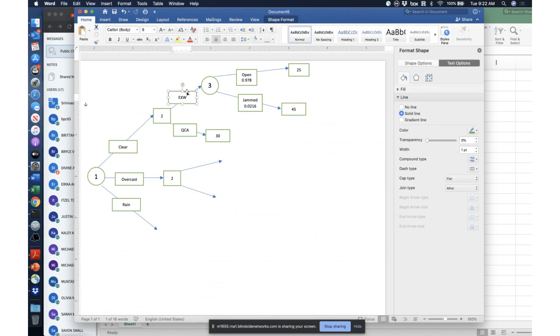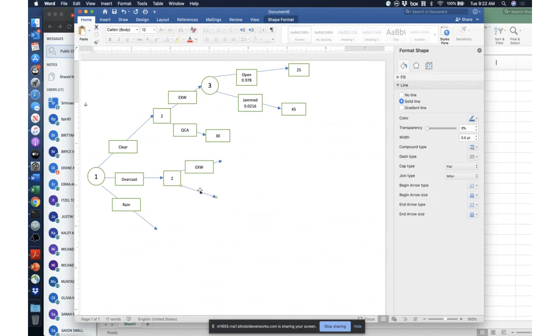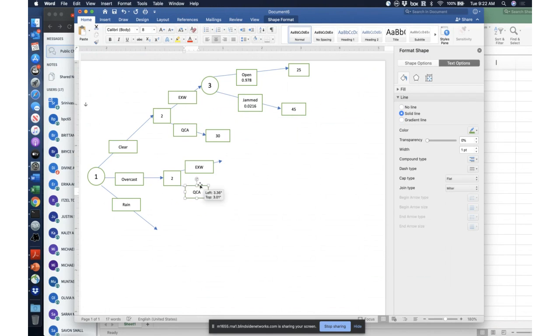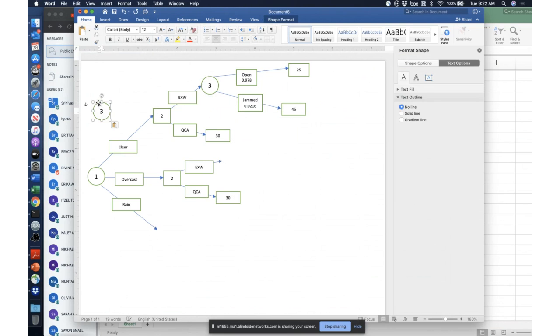So this is taking the expressway. This is taking Queen City Avenue. Right. If they take Queen City Avenue again, it'll take them 30 minutes to get there. If they don't, then they still face a state of nature. They took the expressway, it could be open or closed.